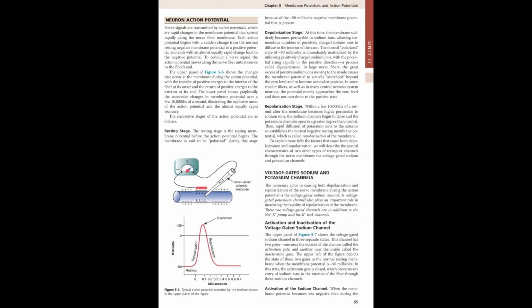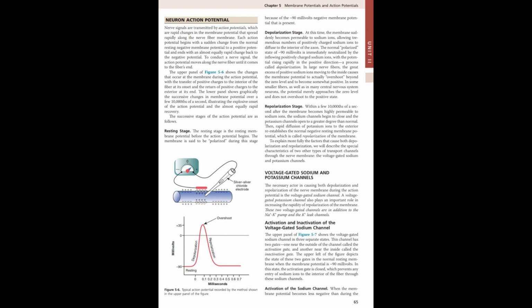Now the next page is the neuron action potential. So let's read from here and highlight. Nerve signals are transmitted by action potentials, which are rapid changes in membrane potential that spread rapidly along the nerve fiber membrane. Each action potential begins with a sudden change from the normal resting negative membrane potential to a positive potential and ends with an almost equally rapid change back to negative potential. To conduct a nerve signal, the action potential moves along the nerve fiber until it comes to the fiber ends. Just highlight till here.